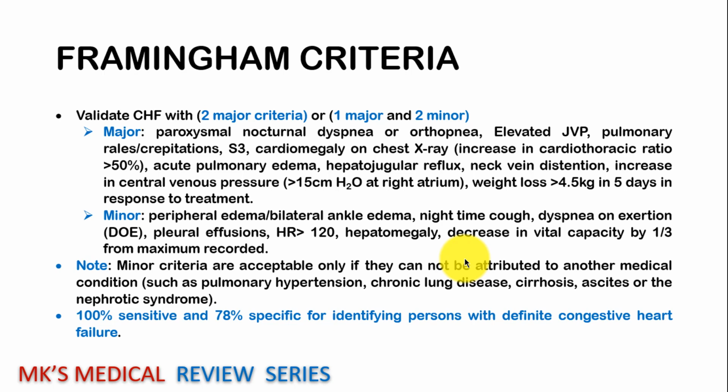Then to make a diagnosis of heart failure, there's what is known as the Framingham Criteria. This is now going to be the difference between you getting an A+ and you getting an A. So the Framingham Criteria just uses major and minor criteria. So the major criteria include things like paroxysmal nocturnal dyspnea, orthopnea, elevated JVP, pulmonary rales or crepitations.